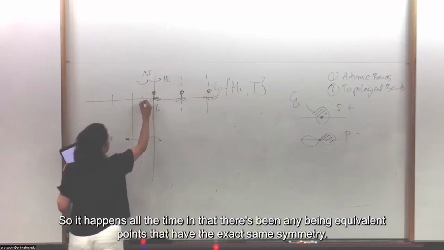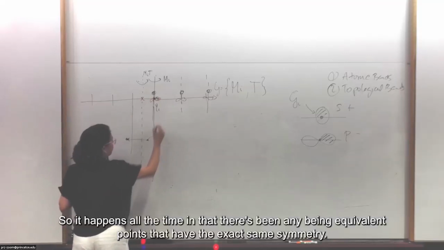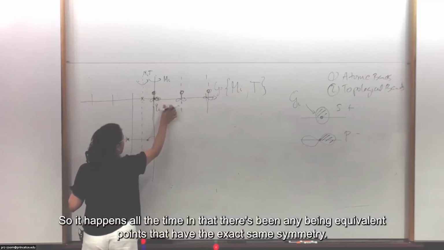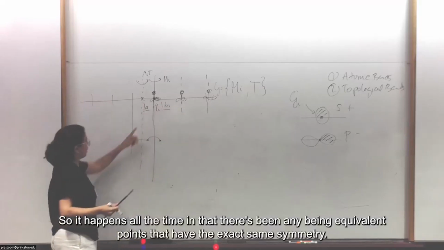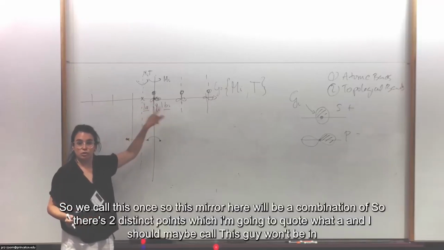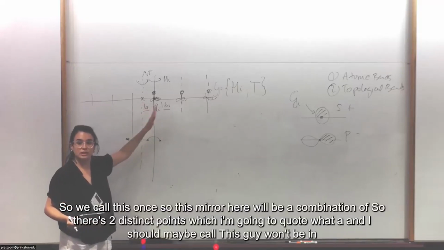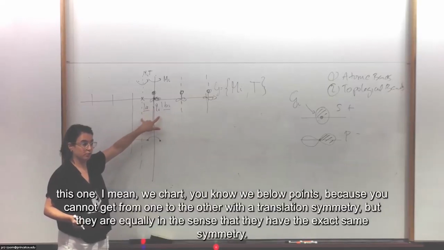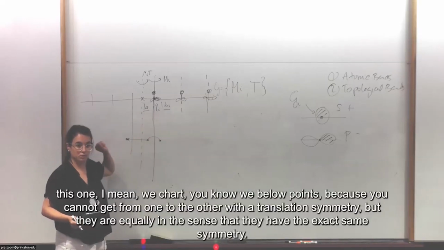So there's two distinct points, which I'm going to call 1A and 1B, which are inequivalent points, because you cannot get from one to the other with a translation symmetry, but they are equivalent in the sense that they have the exact same symmetry, and you could populate either this one or this one. These are the labels for the Wyckoff positions of the symmetry group.